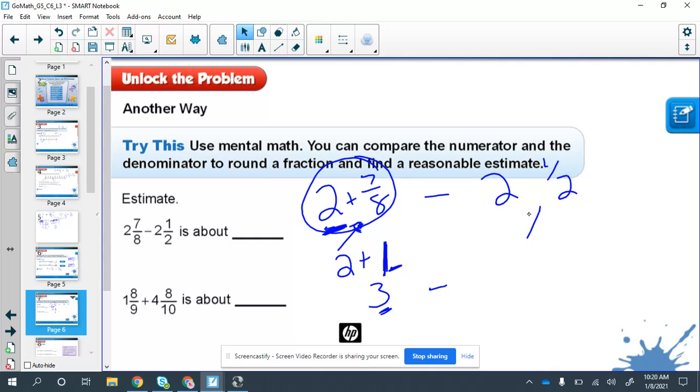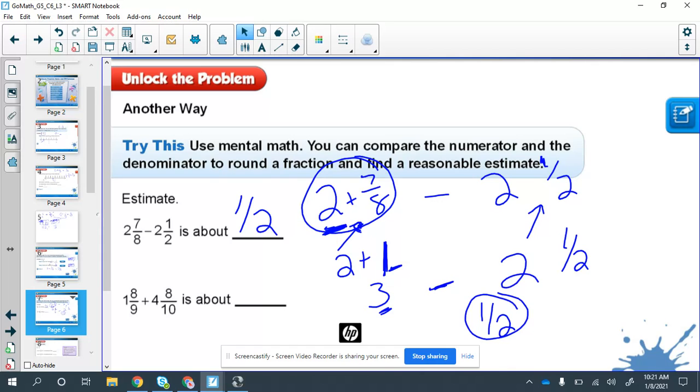And again, I need to look at my fraction to figure out my benchmark. Well, this one should be pretty easy because 1/2 is about half, right? I mean, we don't even need to find a benchmark because it's already a benchmark. So I end up with 3 minus 2 and 1/2. Well, if I have 2.5, then I just need 1/2 more to equal 3. So this is my answer for this one. 2 and 7/8 minus 2.5 is about 1/2.